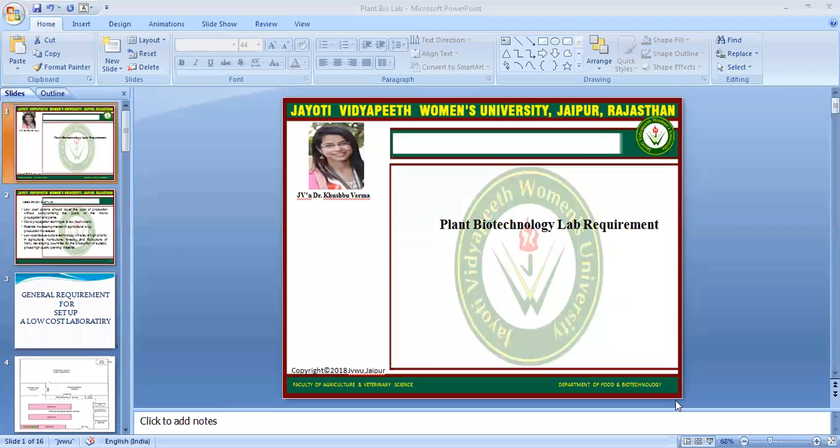Today we will discuss the requirements of a plant biotechnology lab. It will also include plant tissue culture lab requirements. Before starting with plant tissue culture or plant biotechnology labs, we have to know what accessories, what instruments, and what basic infrastructure should be there in the lab, so that we will not get any kind of problem or issue in the plant tissue culture lab performance.